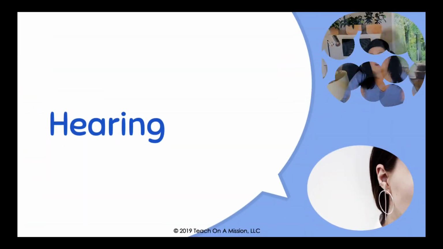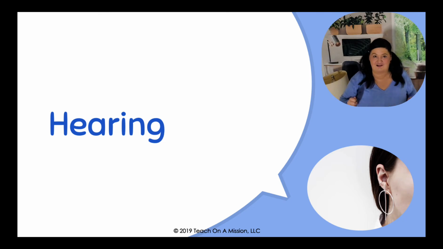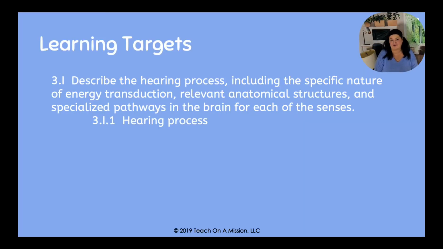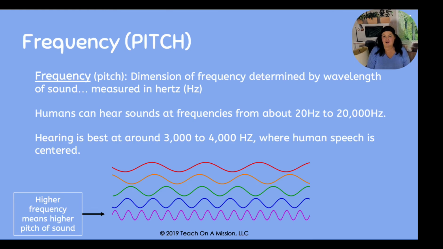Next up is our hearing module. Audition is the technical term for our sense of hearing. Let's start by doing a little bit of a review on frequency and amplitude. In terms of hearing, what is called our pitch, okay? Our pitch is the high or low sounds that we hear, and the frequency is determined by wavelength again. Remember, wavelength is the length or the distance from the peak of one wave to the peak of another wave.